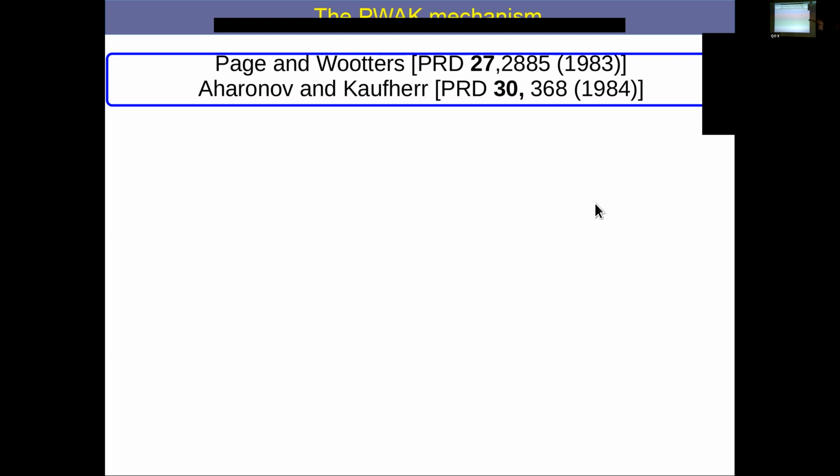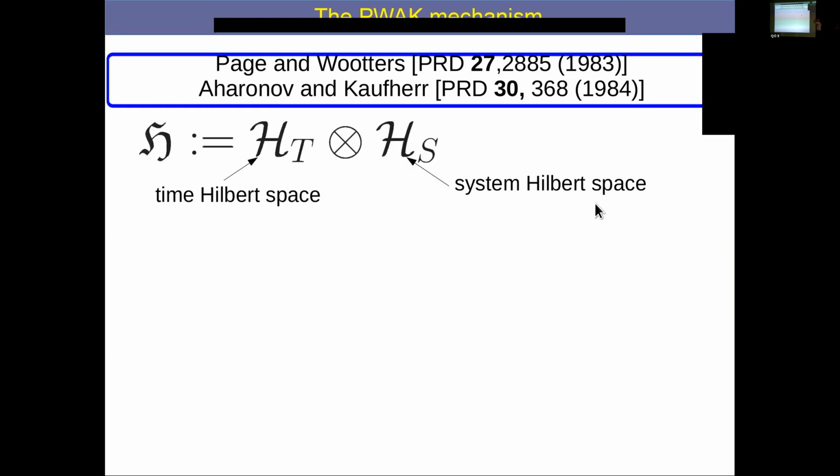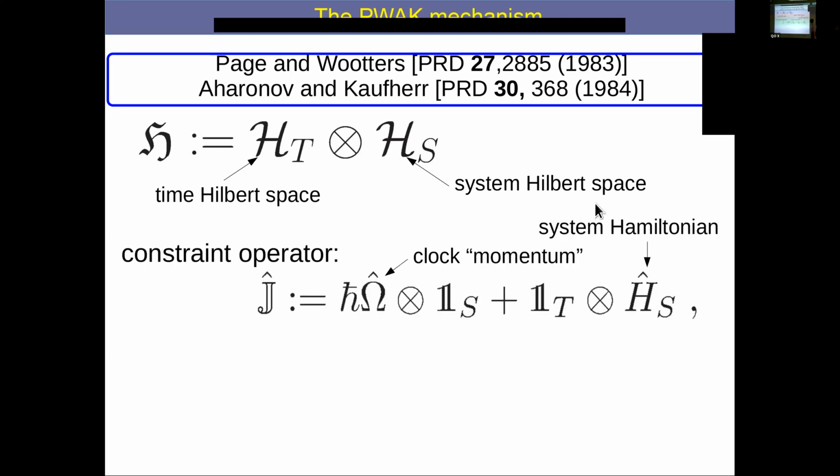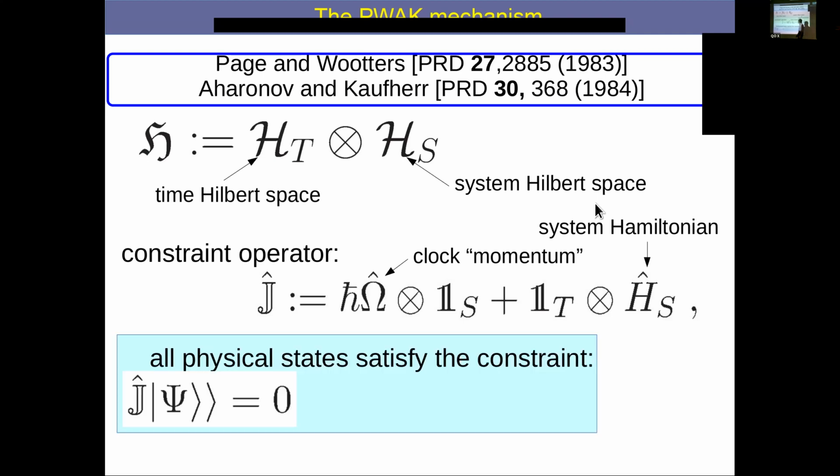This kind of mechanism has been discovered many times in the literature. The basic idea is that you introduce a time Hilbert space in addition to your system Hilbert space. And then you introduce a constraint operator, which is just the sum of the clock momentum and the system energy. That's how you get back the Schrödinger equation, with the system Hamiltonian. And then you say that the physical states are the ones that satisfy this constraint equation, J psi equals 0.